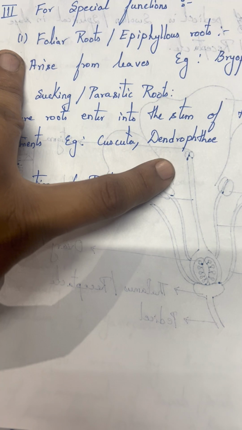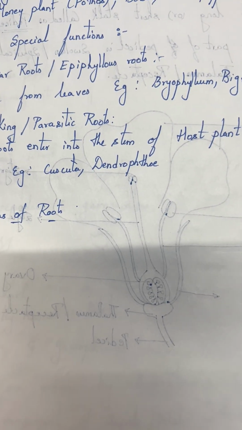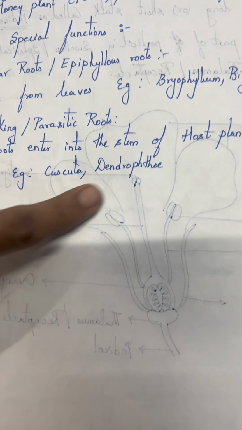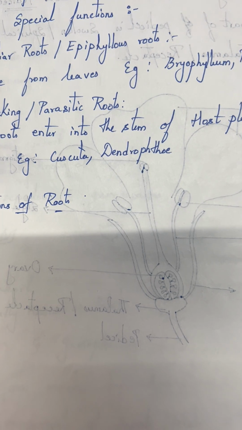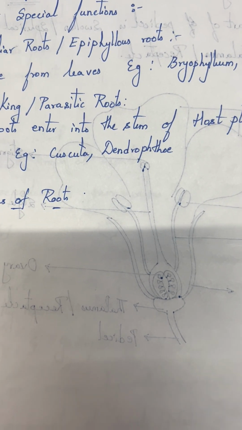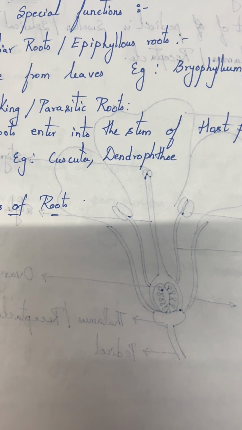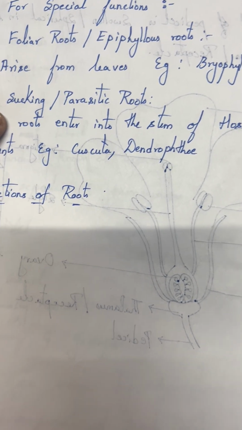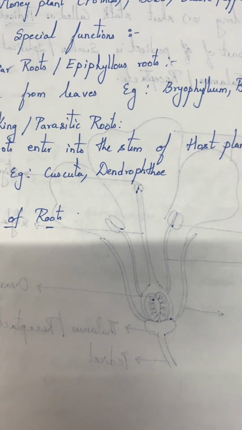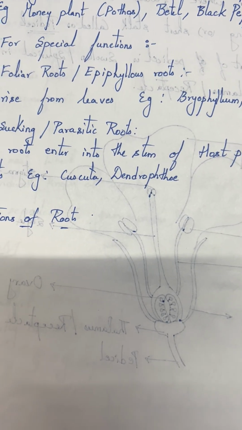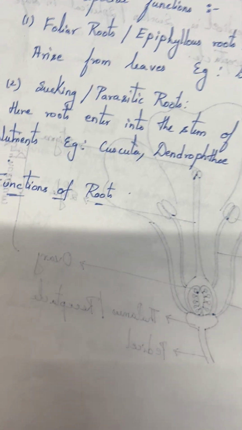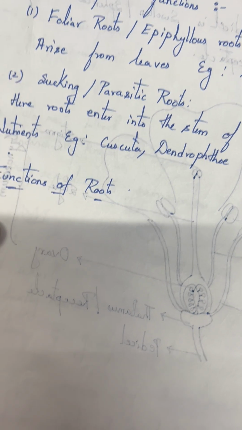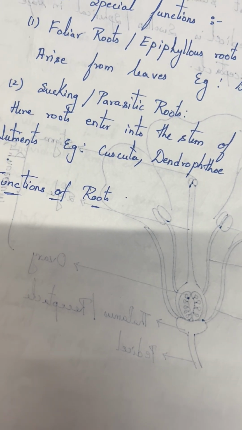Examples are cuscuta and dendrophthoe. These are the examples of special functions of adventitious roots: foliar roots and sucking or parasitic roots. So that is about the modifications. We have studied the types and morphology of roots, types of roots, modifications of roots, and we also know about the functions of the roots. I have not discussed it here, as we have discussed the functions of the roots in the class itself. So that is about roots.